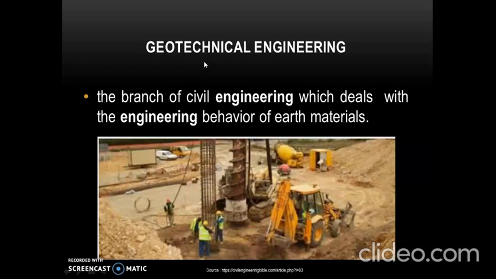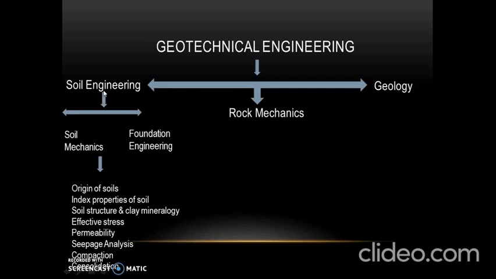its various branches. Geotechnical engineering is a branch of civil engineering which deals with the engineering behavior of earth materials. There are 3 branches of geotechnical engineering. First one is soil engineering, second is rock mechanics, and third one is geology.